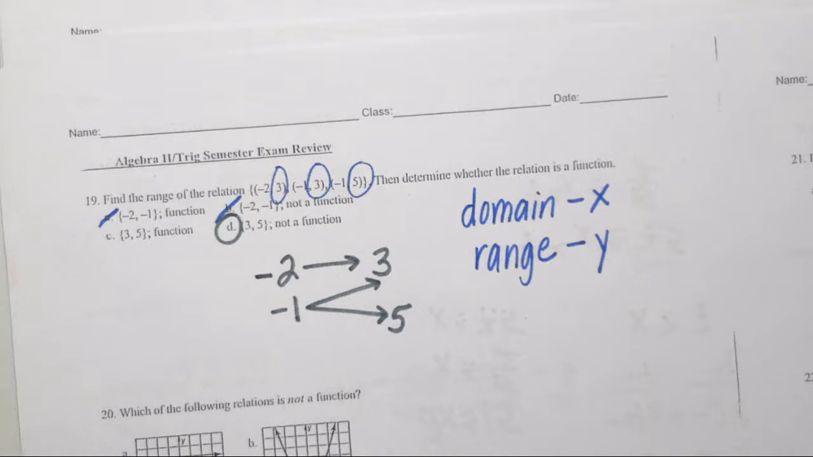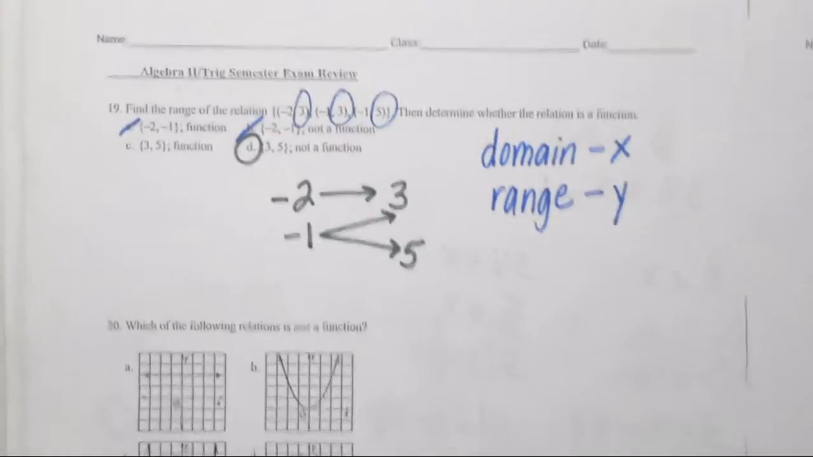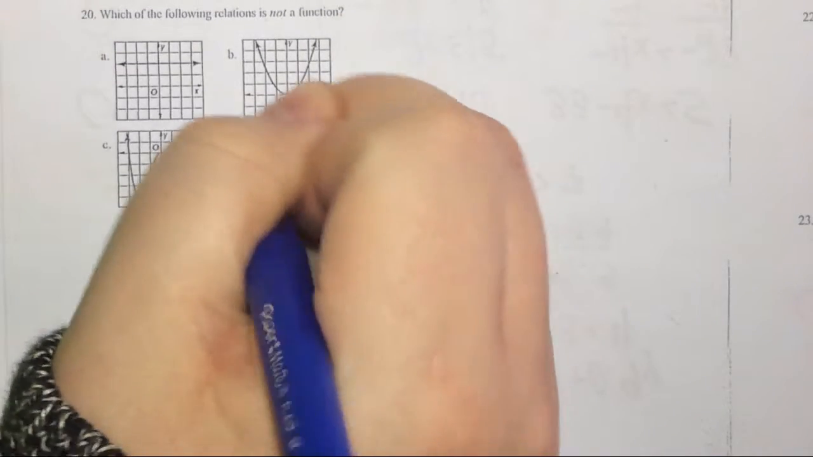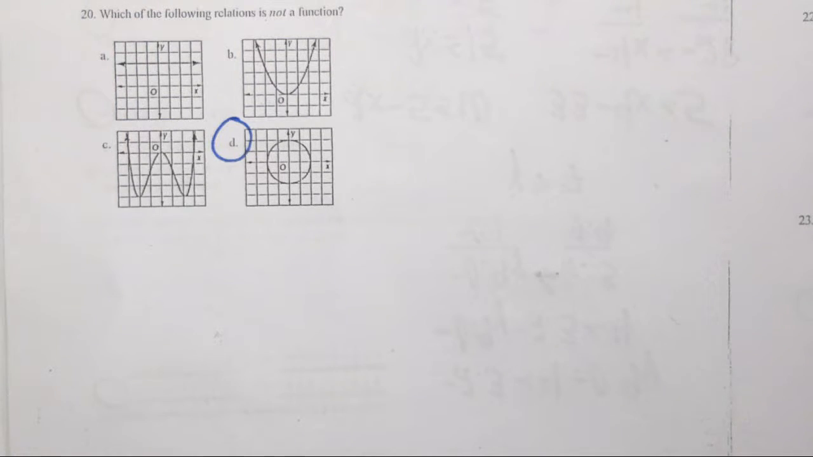Okay, and then Travis is stealing all my joy. He already knows this is the vertical line test, hence why he already got a point. The answer to 20 is D. Their favorite go-to graph that's not a function is a circle. Those are kind of fun. I like those. I wish there were more of those.